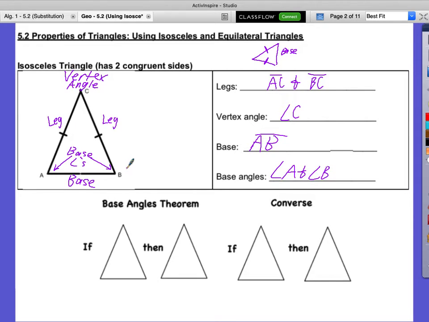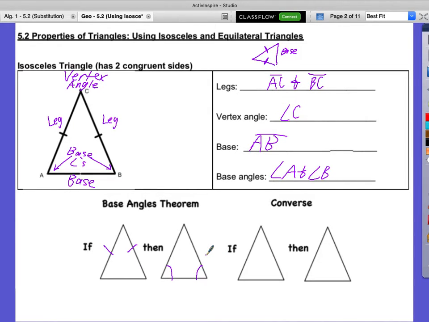Okay, so we have this base angles theorem for isosceles triangles. We're saying, if these two sides are congruent, go ahead and mark that on your picture. If those two sides are congruent, we have an isosceles triangle. Then these two angles are going to be congruent. If we have these two sides congruent, then we have these two angles congruent.